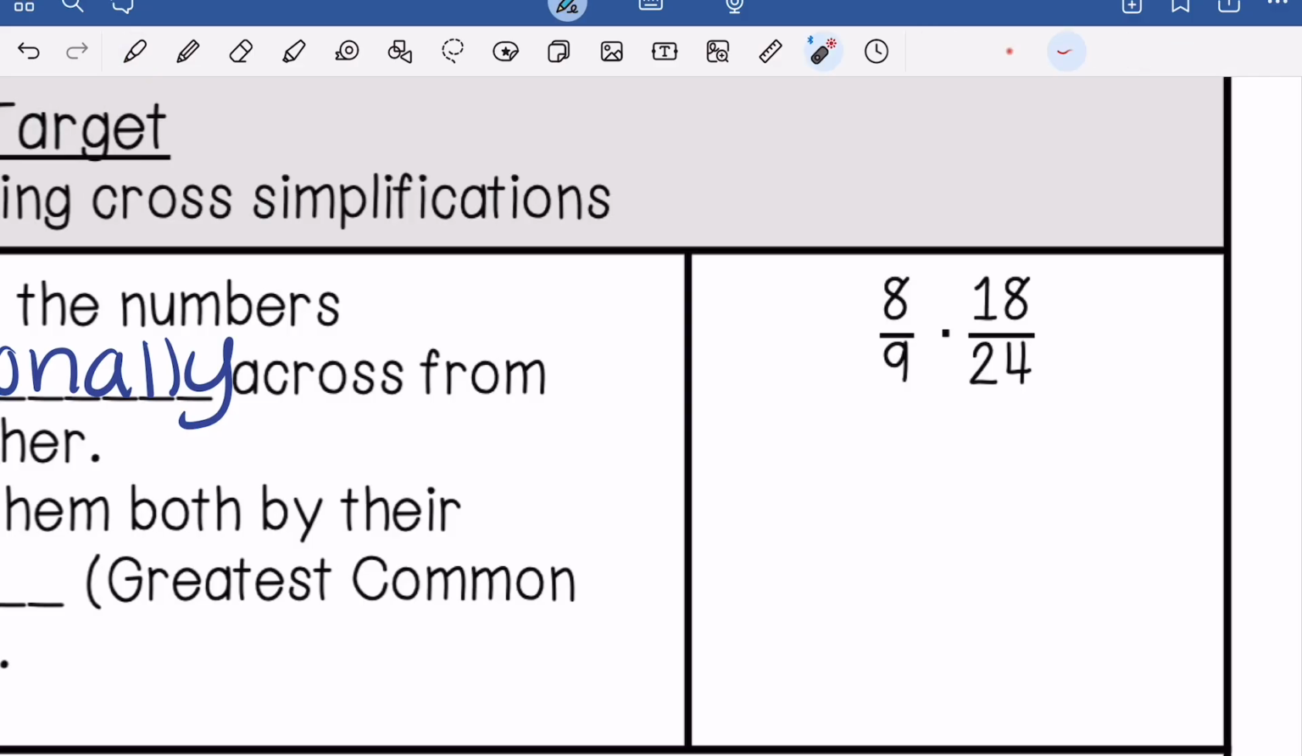So if I look here, what is the biggest number I can divide 9 and 18 by? That would be divided by 9. 9 divided by 9 is 1. 18 divided by 9 is 2. If I look at 8 and 24, the biggest number I can divide them both by is 8.